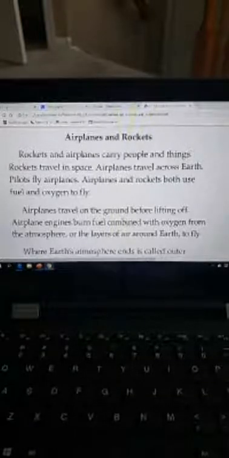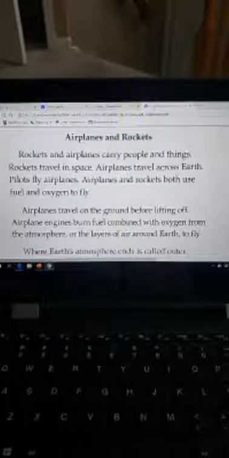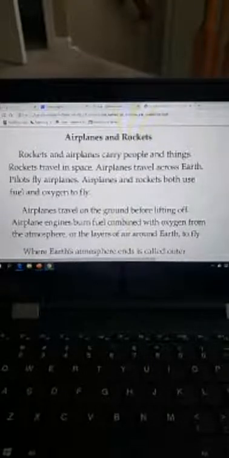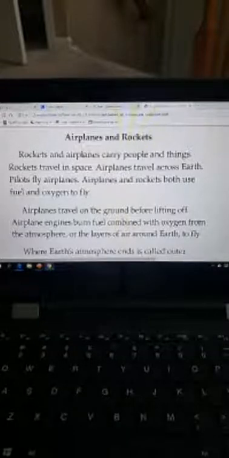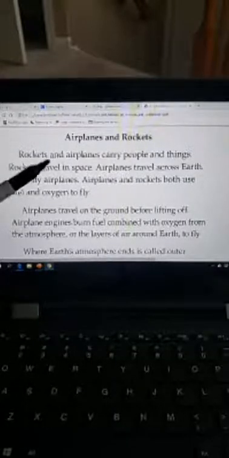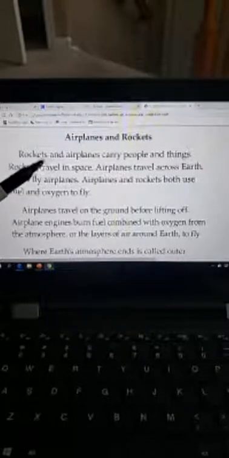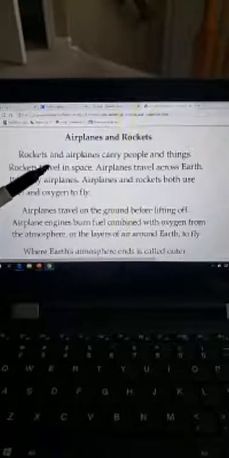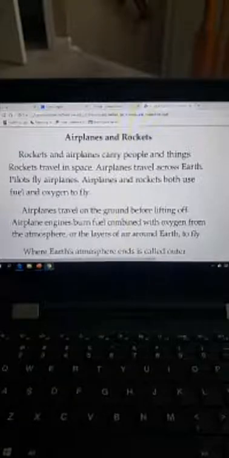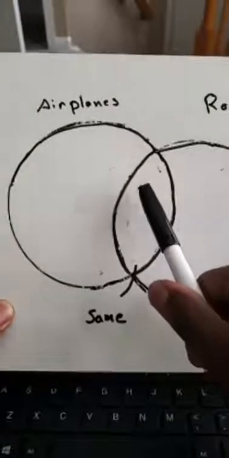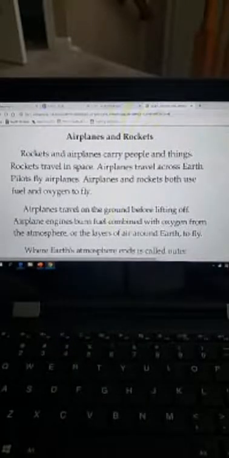So we know we're comparing and contrasting airplanes and rockets. Based on what the text says so far, rockets and airplanes carry people and things. So when we see the word "and," we know that means both. That means that they're compared. It's the same. So airplanes and rockets carry people and things. So in our graphic organizer, in the spot where it's the same, we're going to write carry people.